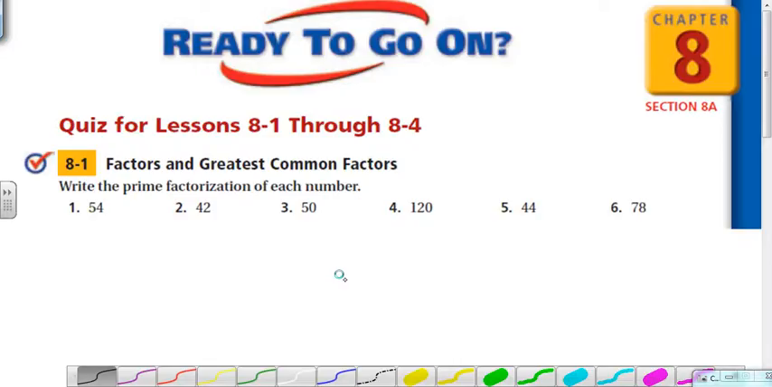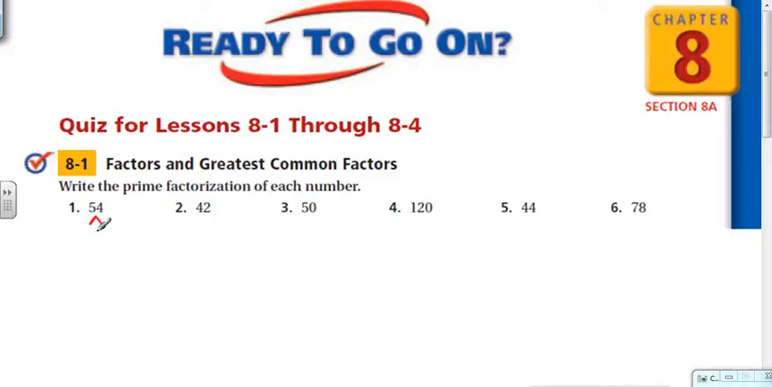For section 8.1, for factors and greatest common factors, you have to write the prime factorization of each number. What that means, anytime you see the word factor, that means you have to multiply something. So prime factorization means you're going to have to multiply prime numbers together. So, the easiest way to figure out what the prime numbers are is to do a factor tree.